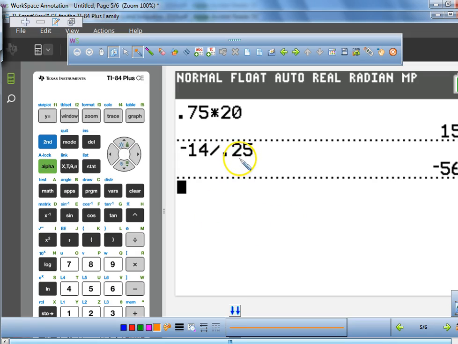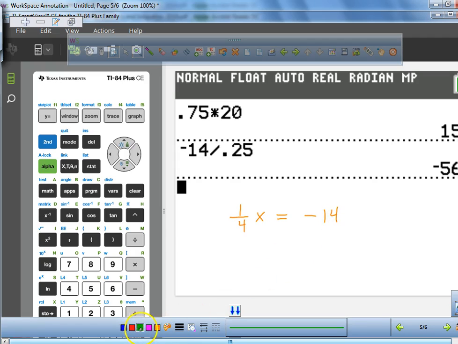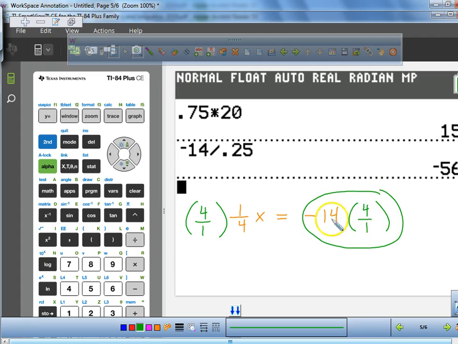What fraction is 0.25? A quarter. So if I have a quarter of x equals negative 14, what is the multiplicative inverse of 1 over 4? What's the multiplicative inverse of 1 over 4? 4 over 1. So you're right, 4. You get 4 over 1. So whatever I do to one side, I do to the other side. And the product of negative 14 times 4 is negative 56. That's what I would do by hand.